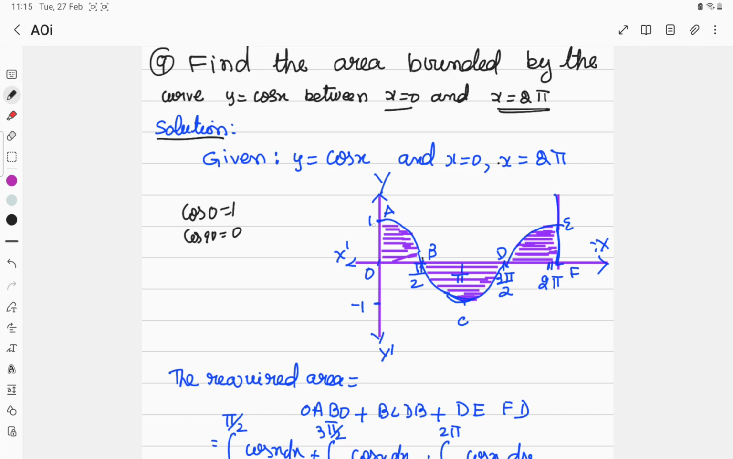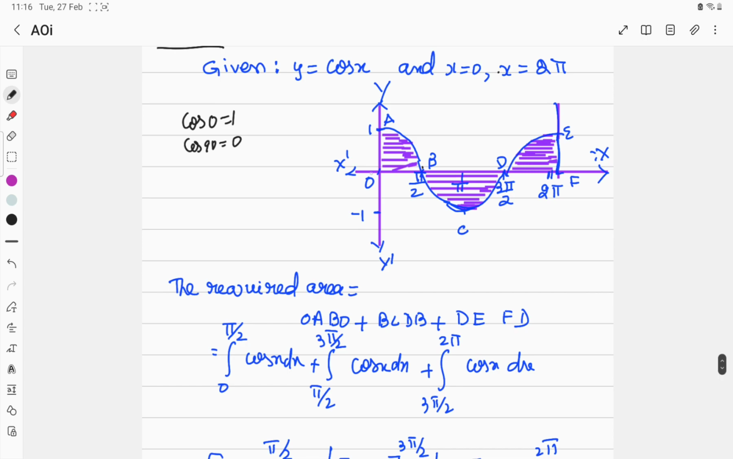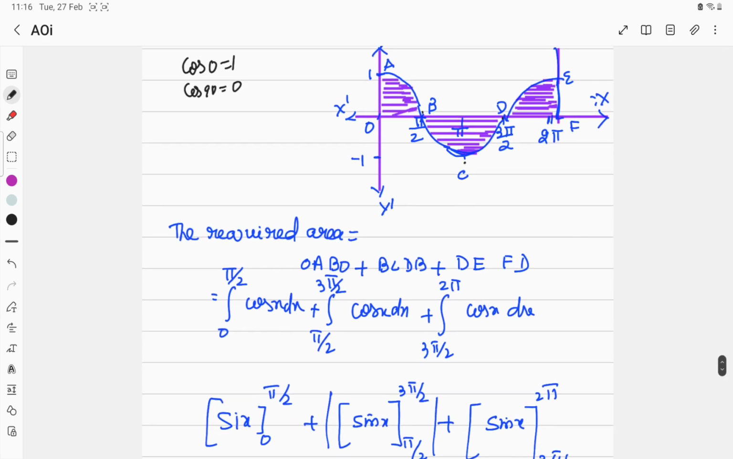So here we start at cos 0 equals 1. Then pi by 2, here pi, then 3 pi by 2, then 2 pi. So a, b, c, d, e. So required area is equal to OABO plus BCDB plus DEFD. So OB, BA, O is 0 to pi by 2. Here pi by 2 to 3 pi by 2 and 3 pi by 2 to 2 pi.